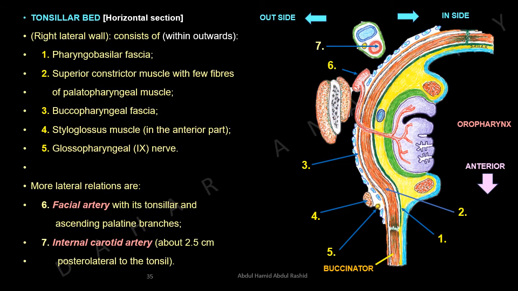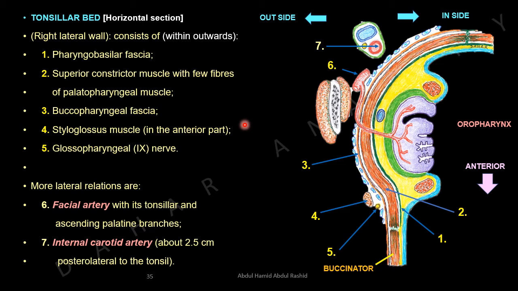Tonsillar bed. Look at the diagram first. This is the horizontal section of the lateral wall of the oropharynx, right lateral wall. Okay, this is anterior, this is posterior. This is medial or inside, this is lateral or outside. This is right lateral. Now let's talk about the tonsillar bed.